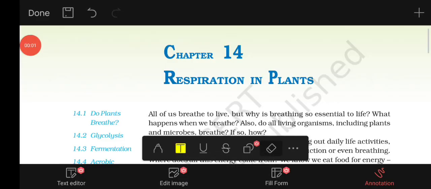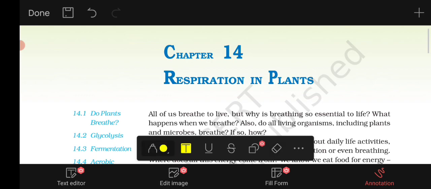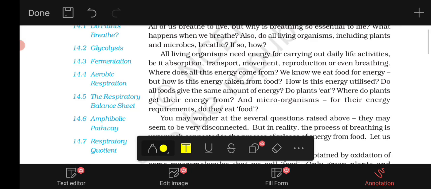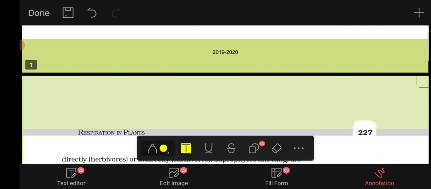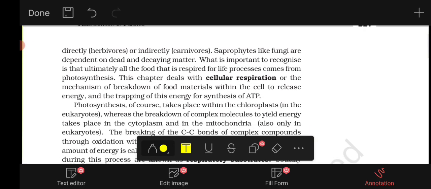Today we'll do chapter 14 of 11th standard biology, and the chapter is respiration in plants. So let's start with this. This is the introduction part. So we'll directly start. There is nothing important in this. We'll start from here.